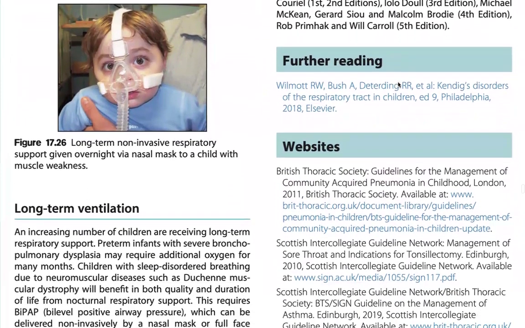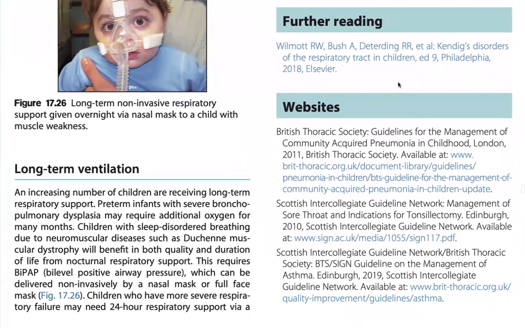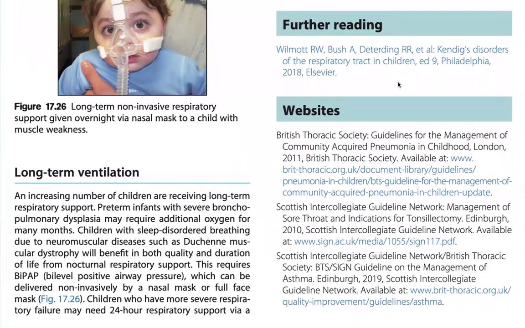Long-term ventilation: an increasing number of infants are receiving long-term respiratory support. Preterm infants with severe bronchopulmonary dysplasia may require additional oxygen for many months. Children with sleep disordered breathing due to neuromuscular disease such as Duchenne muscular dystrophy will benefit in both quality and duration of life from nocturnal respiratory support. This requires BiPAP, bilevel positive pressure, which can be delivered non-invasively by a nasal mask or full face mask.